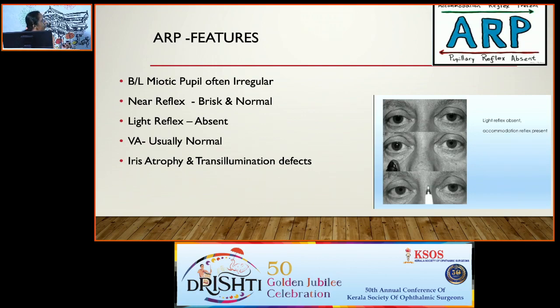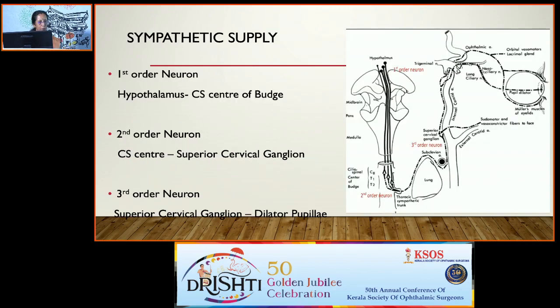It's a bilateral miotic pupil, which is often irregular. The near reflex will be brisk and normal. Light reflexes are absent. The visual acuity will be normal. And in long-standing cases, iris atrophy and transillumination defects may be present.